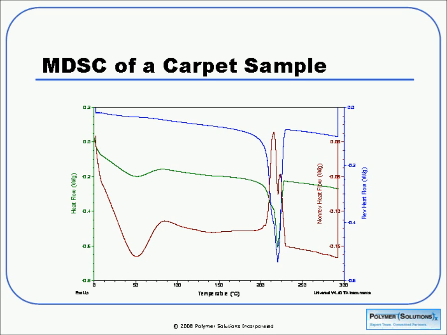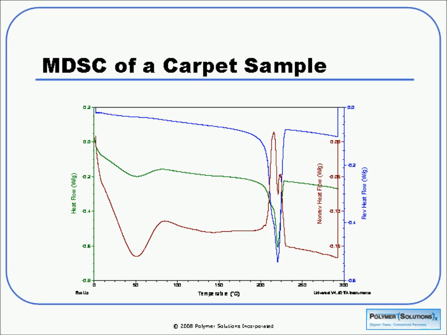So the green curve here is the total heat flow, and that's equivalent to what you would see with conventional DSC. The blue curve is the reversing heat flow, and it shows heat capacity related events like Tg or melting. The brown curve is non-reversing, and it shows kinetic related events like crystallization.